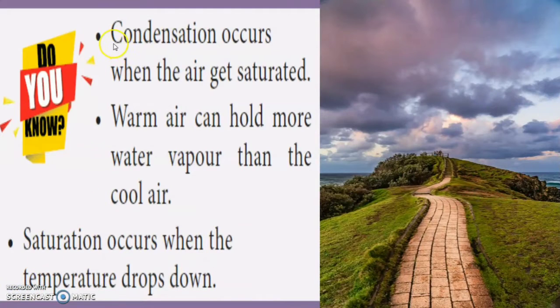So, to conclude, we can say that condensation occurs when the air gets saturated, that is, when the air absorbs a maximum quantity of water. Warm air can hold more water vapor than the cool air. Saturation occurs when the temperature drops down. So, children, condensation is the second main component in the hydrologic cycle or water cycle. So far, did you understand, children?